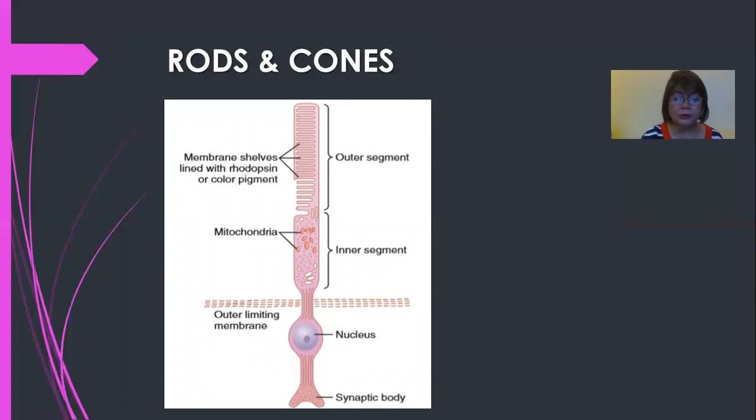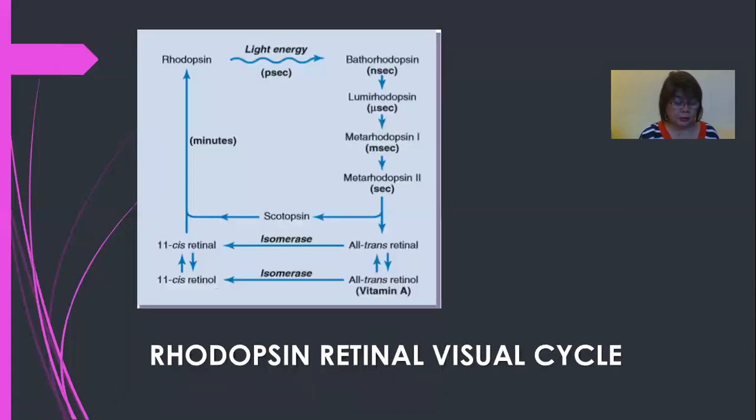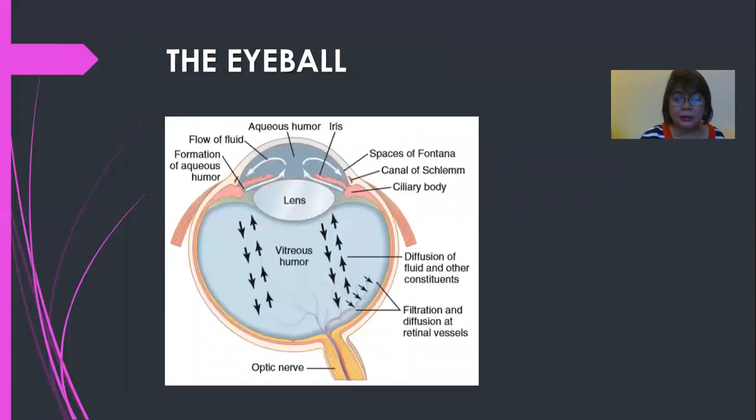The rods and cones are composed of this structure: the outer segment, the inner segment, and this is the part where you have the outer limiting membrane, and this is the part where it synapses with the other cells. This is a rod, this is a cone, and there are several membranes interfolded inside the rods and cones. Okay, let's go back.